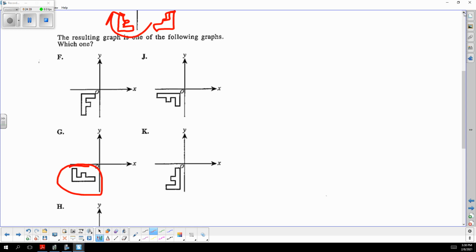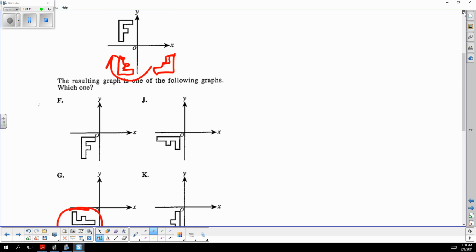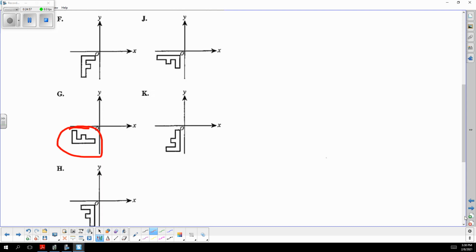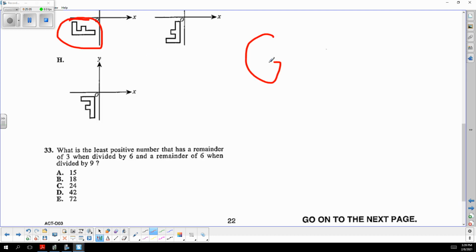I found it easiest just to flip the main spring here, boom, the long line, boom, and now when I flip it 90 degrees, it's going to be horizontal. So I looked for answers that were horizontal, and I knew it had to face up. So the only two answers were these two, and I knew it had to face up for G. This was plug and chug.